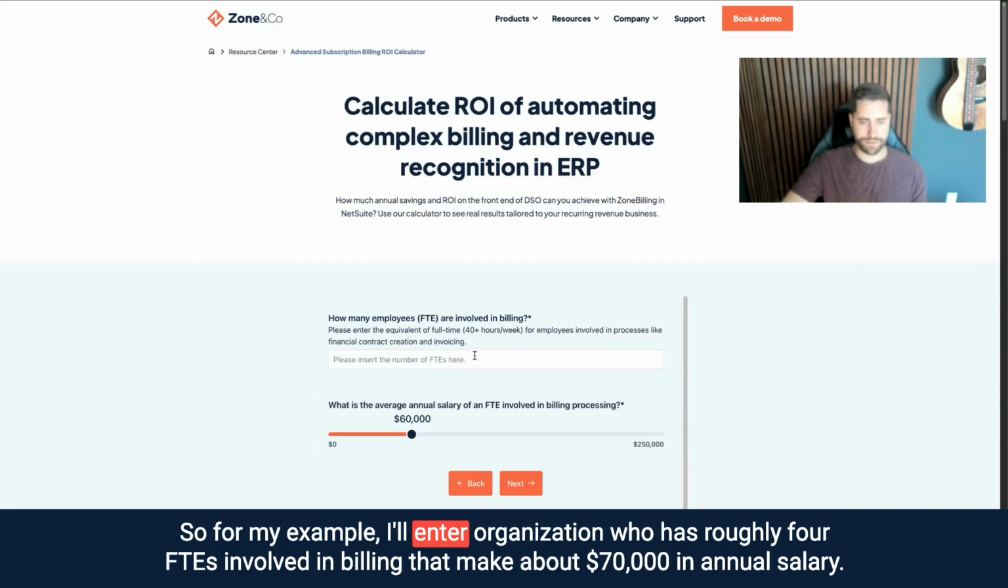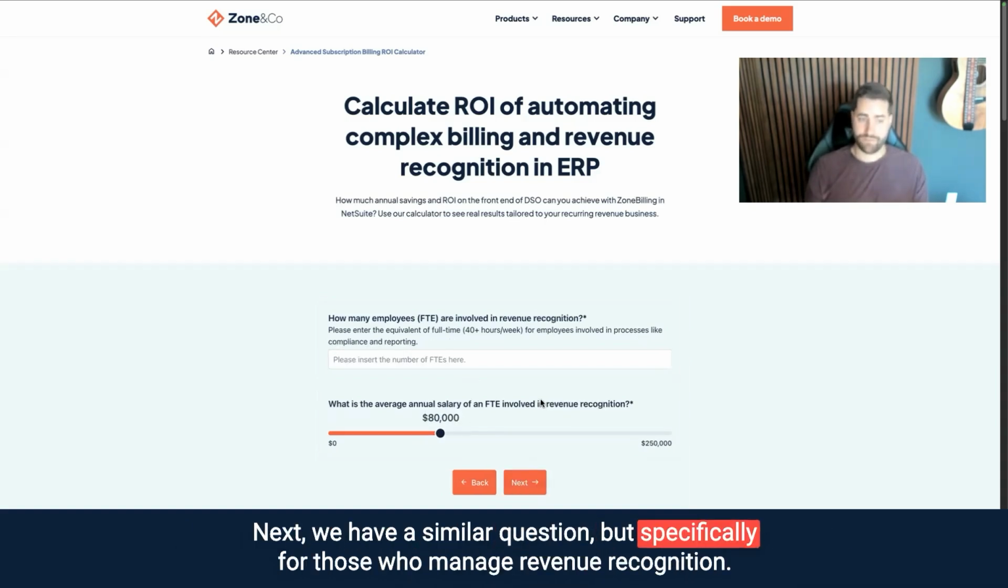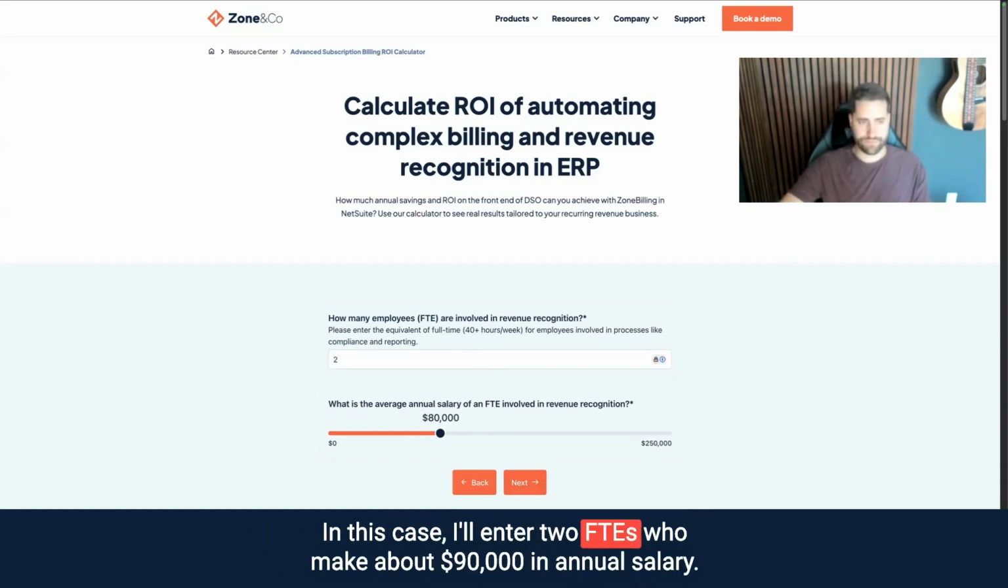So for my example, I'll enter an organization that has roughly 4 FTEs involved in billing who make about $70,000 in annual salary. Next, we have a similar question, but specifically for those who manage revenue recognition. In this case, I'll enter 2 FTEs who make about $90,000 in annual salary.